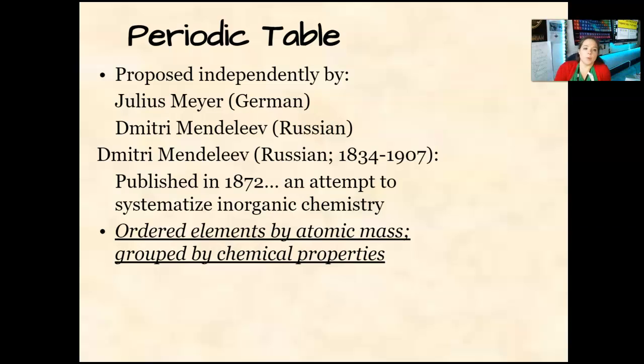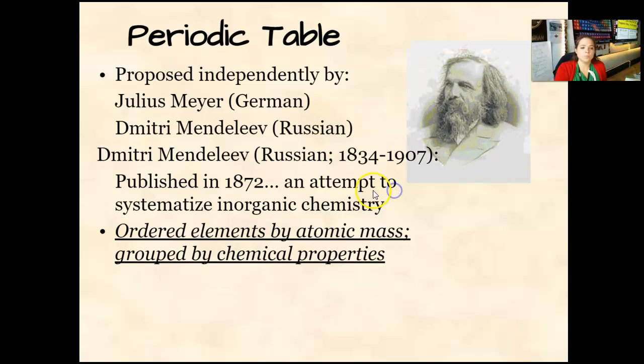So first it was proposed independently by Julius Meyer and Dmitri Mendeleev. Mendeleev's the one we're going to really look at, from 1834 to 1907. He published in 1872, and it was an attempt to organize or categorize inorganic chemistry. In order, what he did is he ordered them by atomic mass and grouped them by chemical properties, which you'll see is going to have a little bit of issues with certain ones.